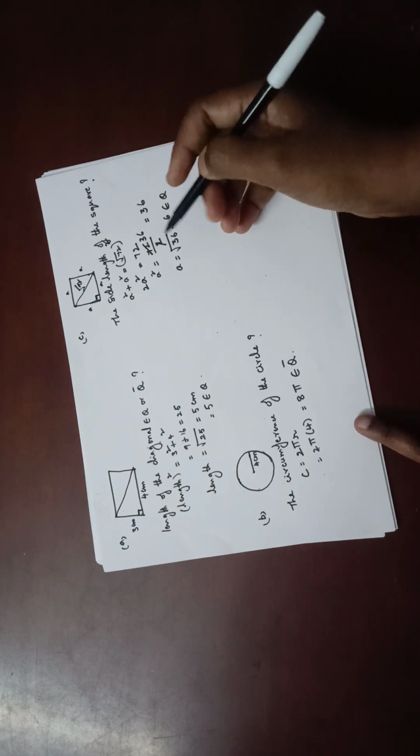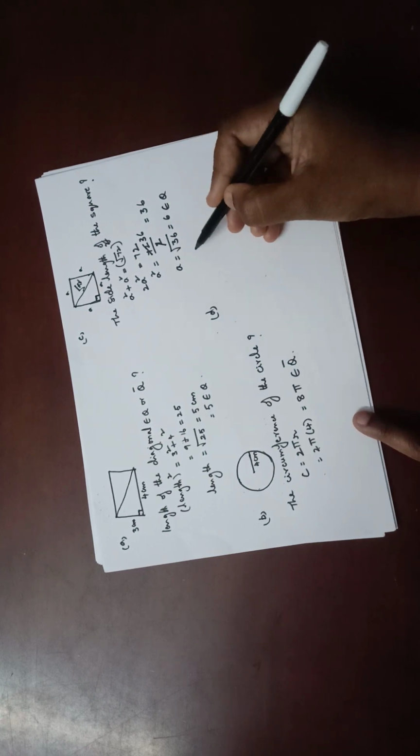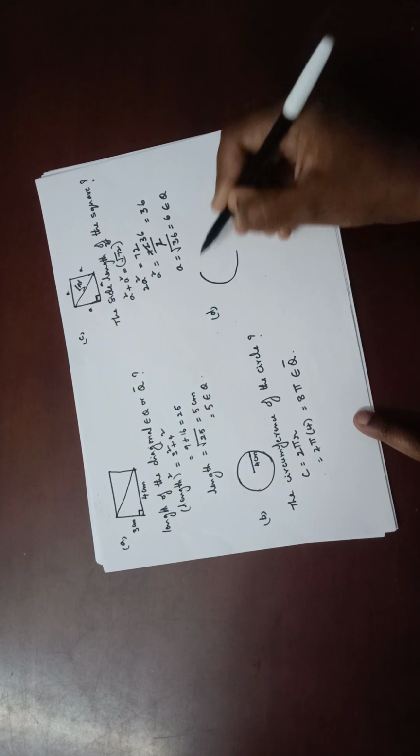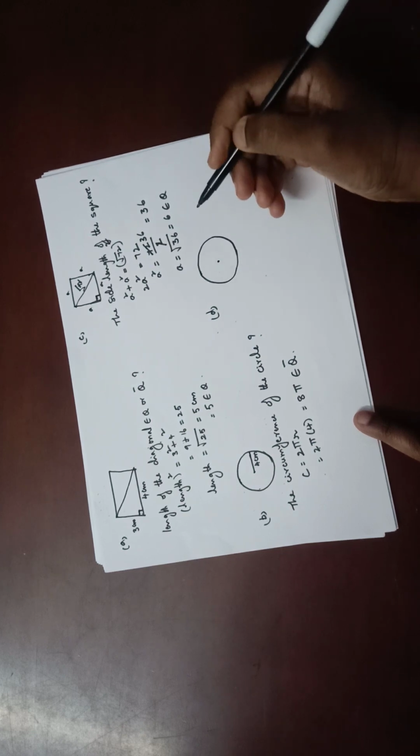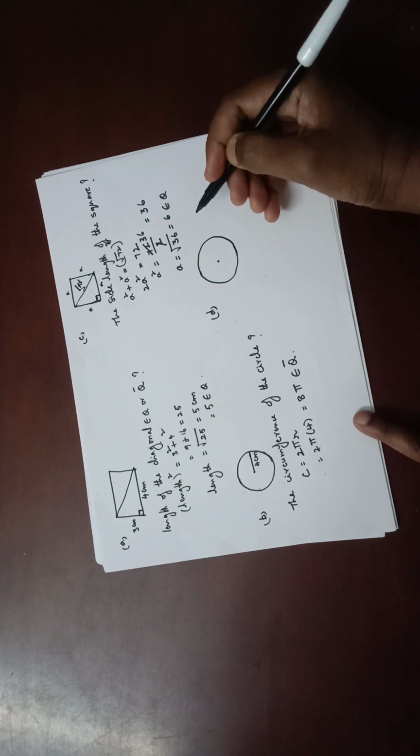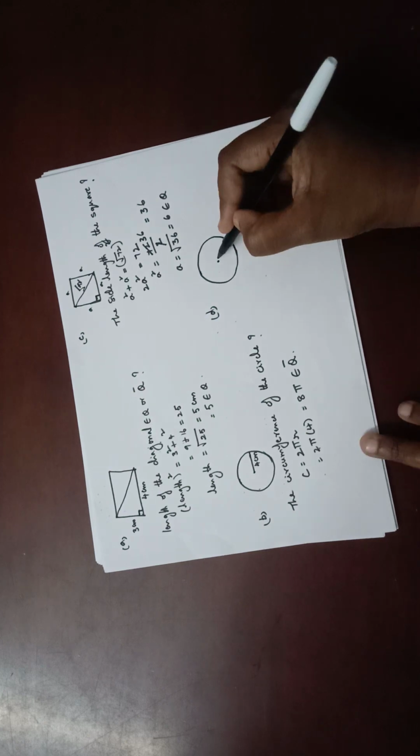One more thing I want to show, that is, see, a circle is given. This is the center. Now the measurement is here. This is the radius.